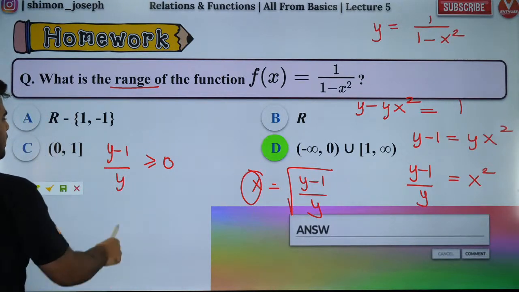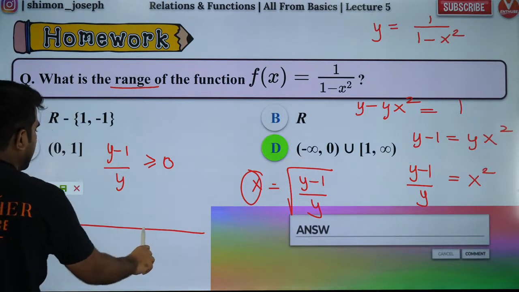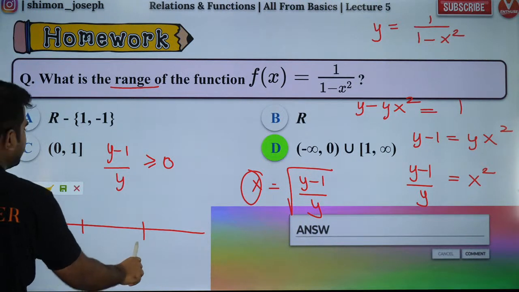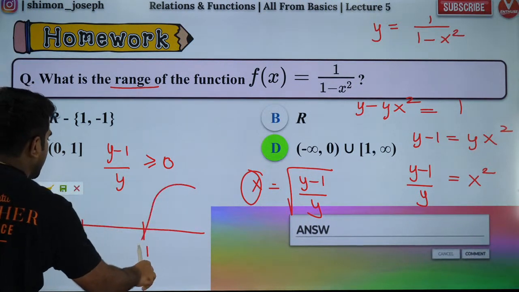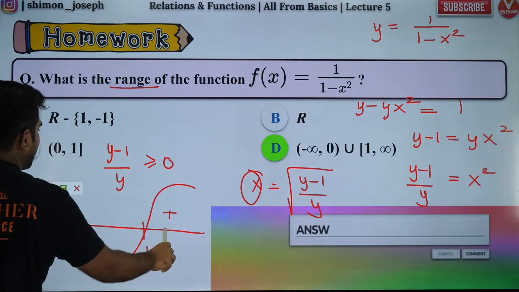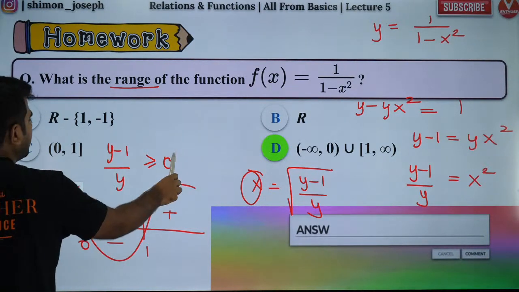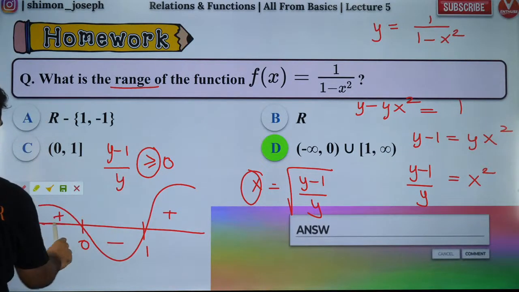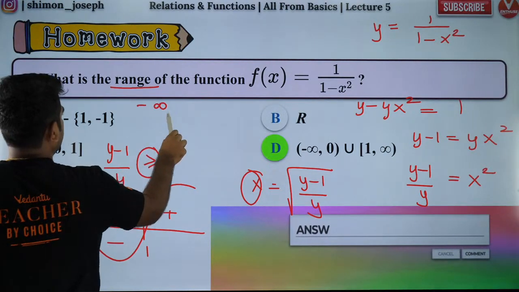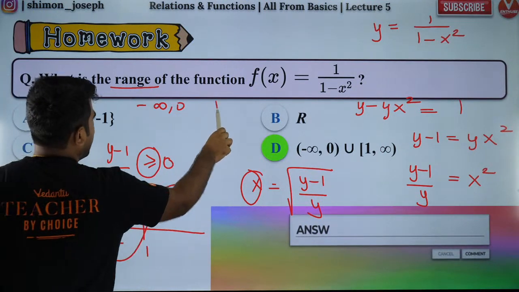So solve by wavy curve. I'm sure everybody knows wavy curve, isn't it? So I'll mark 1, I'll mark 0. I'll start the wavy curve and it'll go like this. It'll be plus, minus and plus. We want only the plus region, greater than or equal to 0. So it'll be this region minus infinity to 0 and this region 1 to infinity.